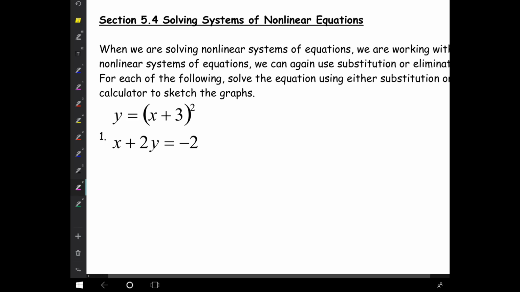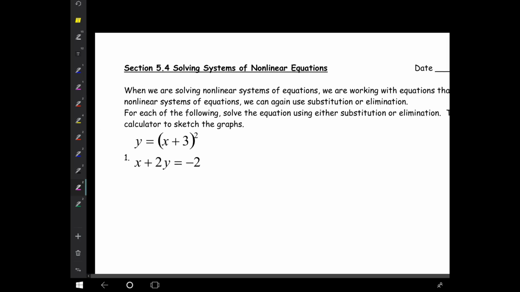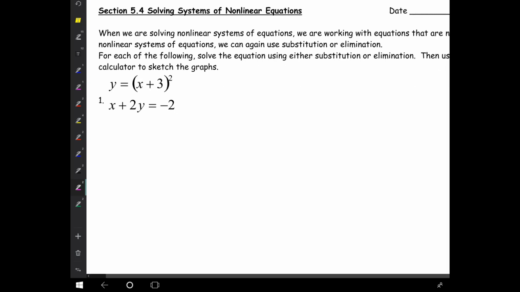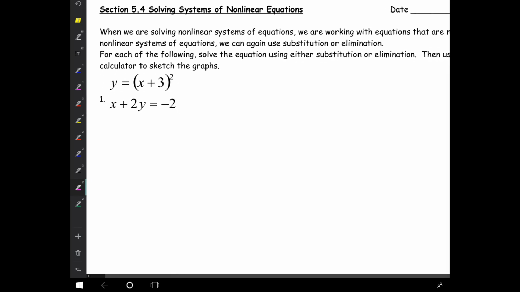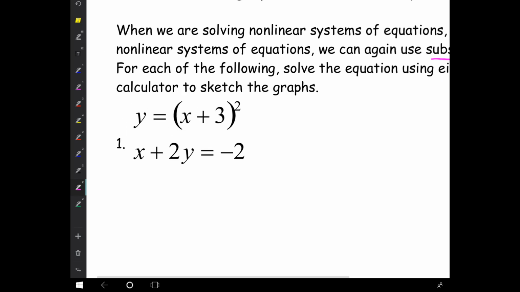When we are looking at solving nonlinear systems of equations, we're working with equations that I showed you are not lines. For solving nonlinear systems of equations, we can again use substitution or elimination. For each of the following, we're going to solve using substitution or elimination, and then use our graphing calculators to see the sketch of the graph. So looking at example 1, would you use substitution or elimination on this one?